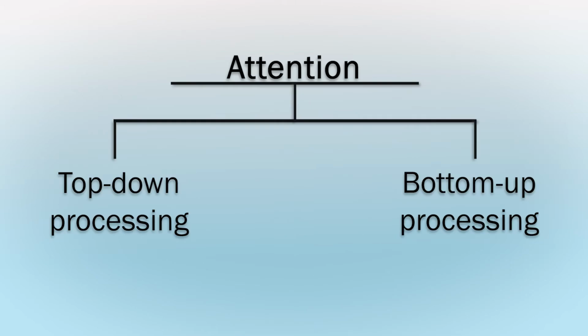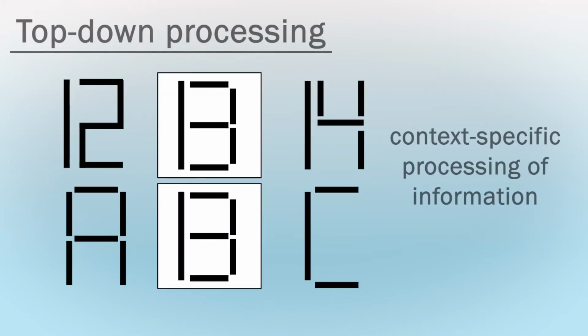In general, we might consider two major modes of attention: top-down processing and bottom-up processing. Top-down processing is considered more goal-directed in that our current situation may control the way that we give something our attention. For example, the following image demonstrates how our brain will often consider what it's expecting. In this way, top-down processing might be thought of as context-specific processing of information.